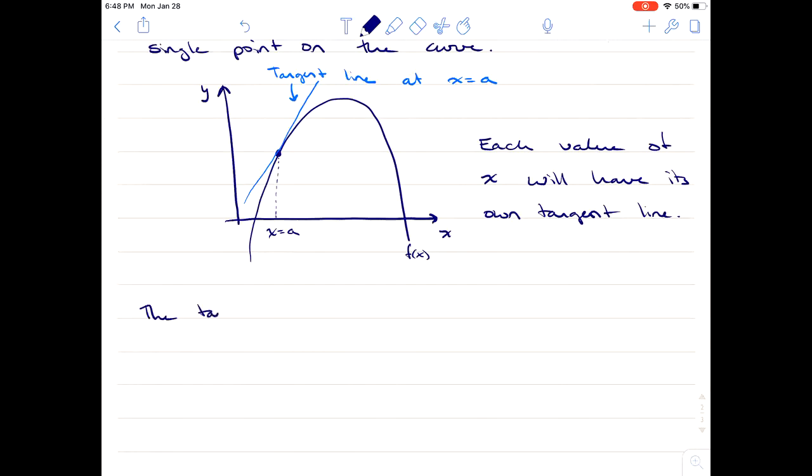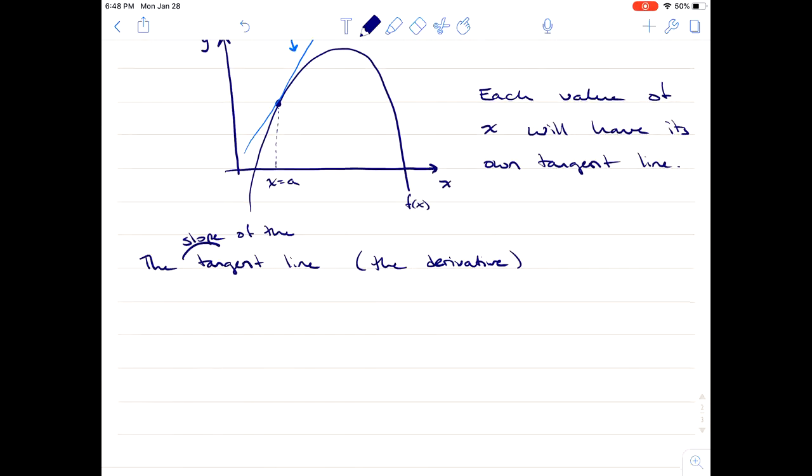And also the tangent line, actually, I'll say the slope of the tangent line. That's what I should have said. Which is the derivative, tells us the rate of change at each value of x. Right. How quickly is something changing there?